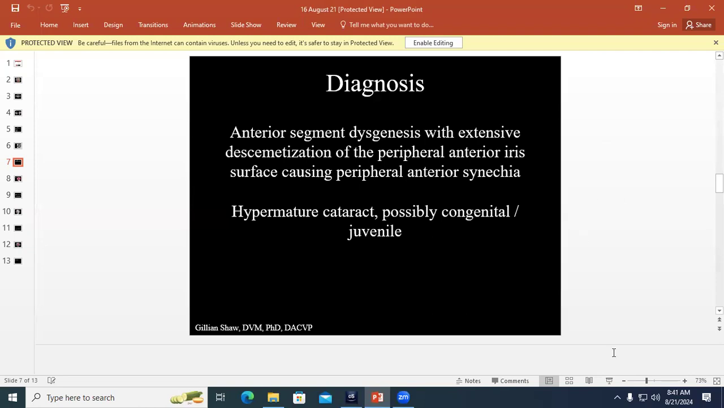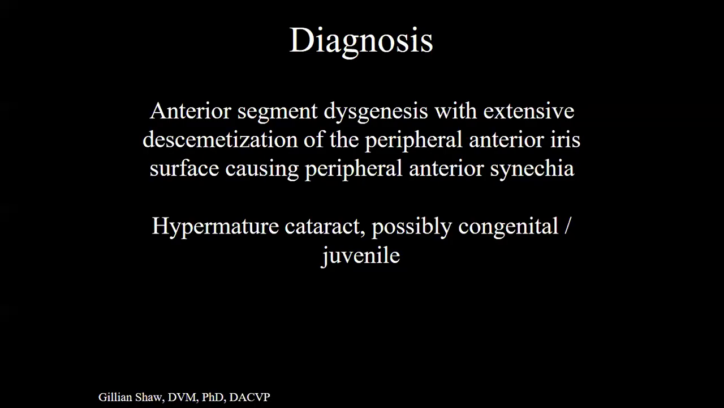So I personally think this was some form of anterior segment dysgenesis that included extensive desmetization of the peripheral anterior iris surface, causing peripheral anterior synechia, and a hypermature cataract that I thought was probably or possibly congenital or juvenile. So no glaucoma yet, but I told her that I was pretty sure it would have gone on to develop glaucoma. I'm not sure if the other eye is affected or not. I can't remember what she said about the other eye.